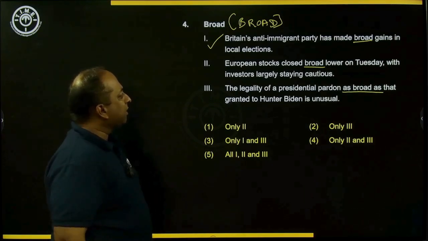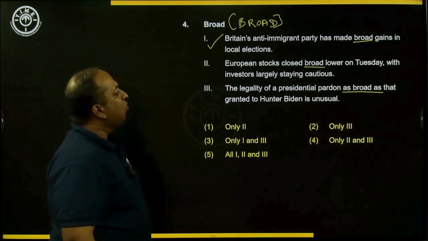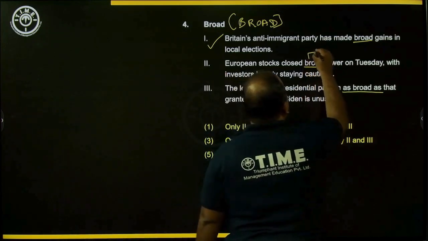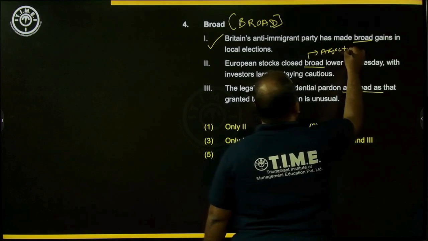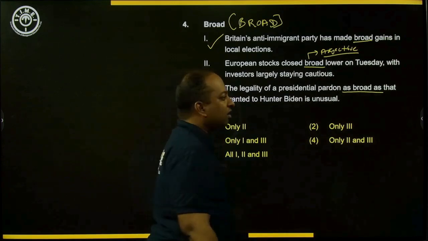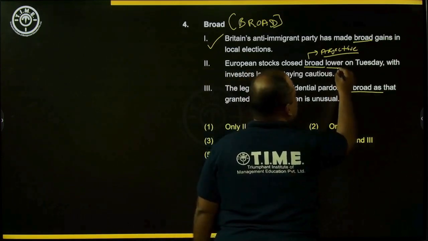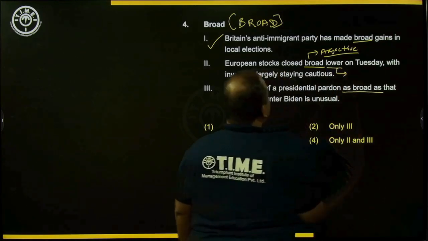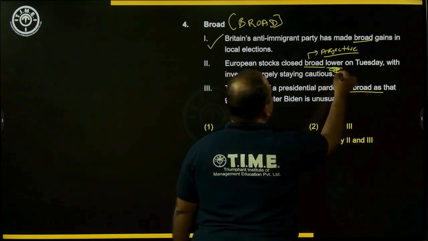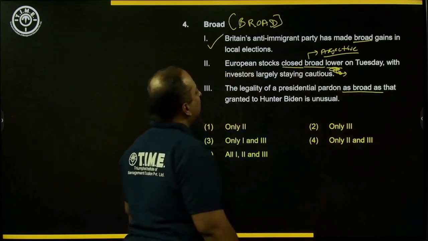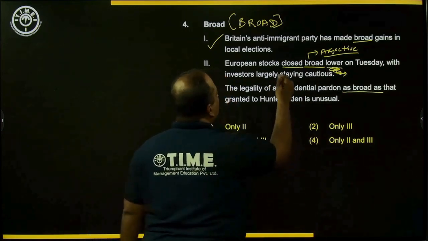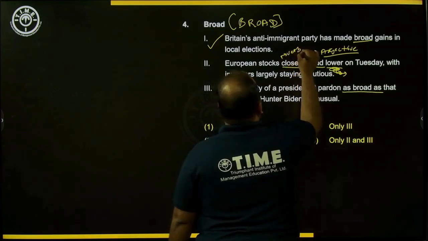Now let's look at the second statement. European stocks closed broad lower on Tuesday, with investors largely staying cautious. Now look at this word broad. Broad is actually an adjective, but it is trying to qualify the word lower. Sorry, it's not qualifying lower, it is qualifying the word closed. So broad lower. How did they close? They closed broad lower. So the word closed here is a verb, right?